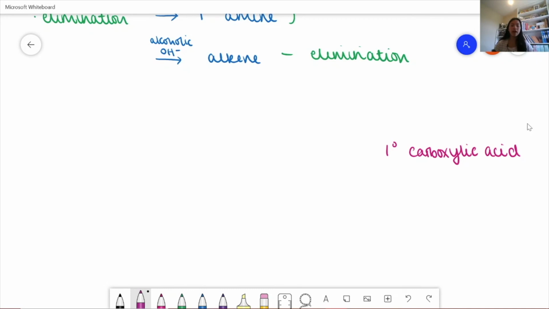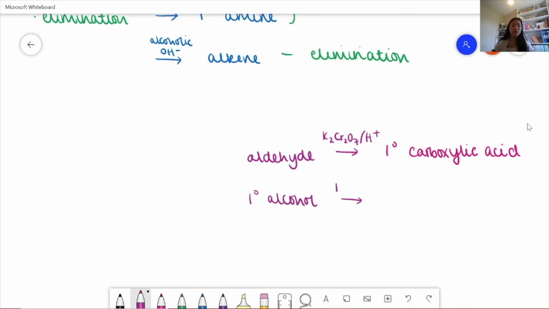So we can get this from an aldehyde, and this would be using the potassium dichromate with a H plus catalyst, or we could also get this primary carboxylic acid straight from the primary alcohol.